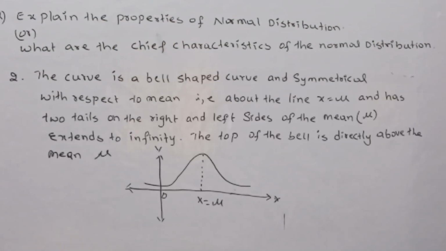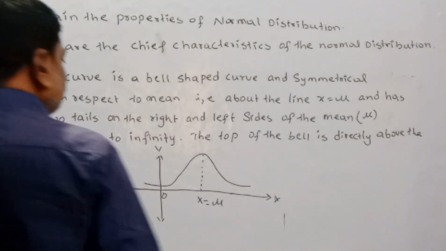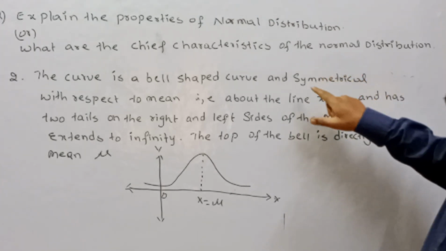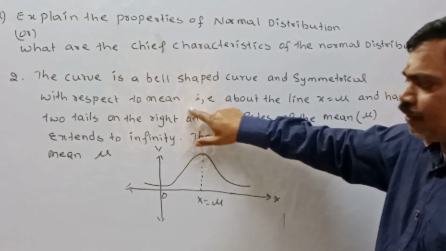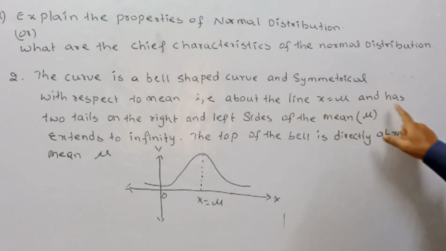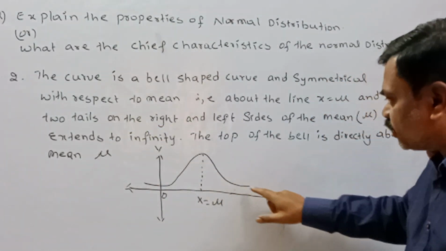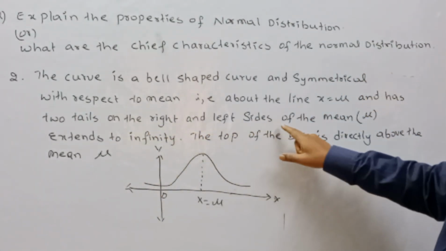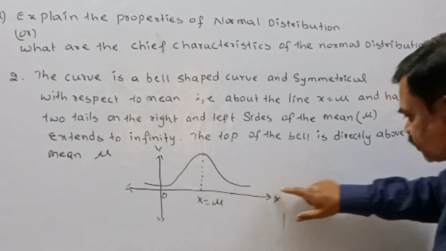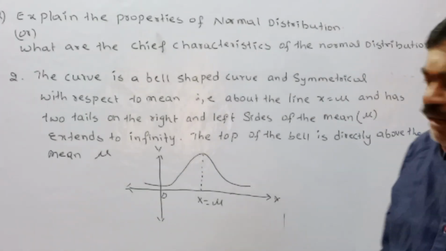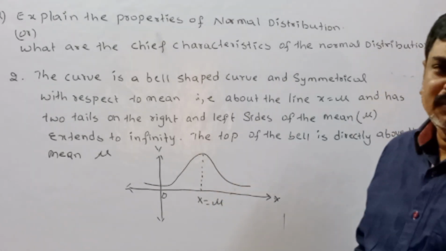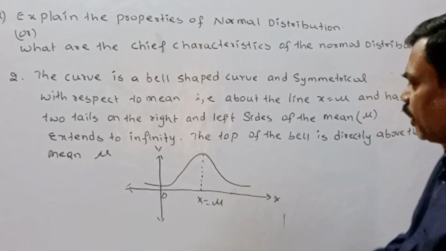Next, the second property of the normal distribution: the curve is a bell-shaped curve and is symmetrical with respect to the mean, about the line x equal to mu, and has two tails. These are the two tails on the right and left sides of the mean mu. They extend to infinity. Okay, all of you, the top of the bell is directly above the mean mu. This is the normal curve in the xy plane.